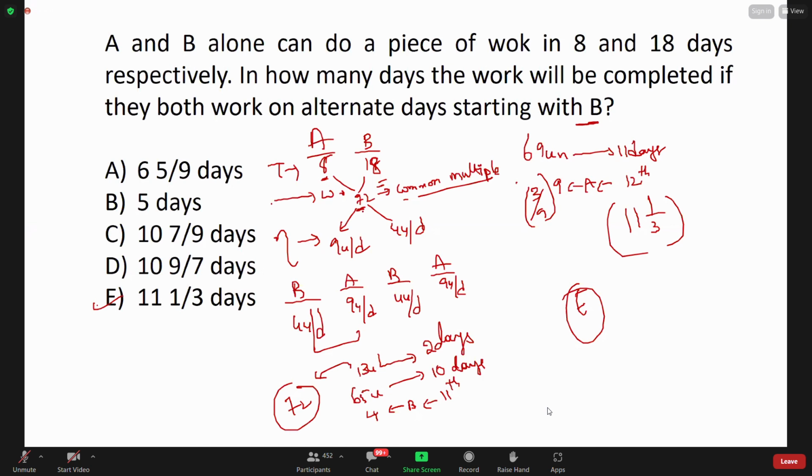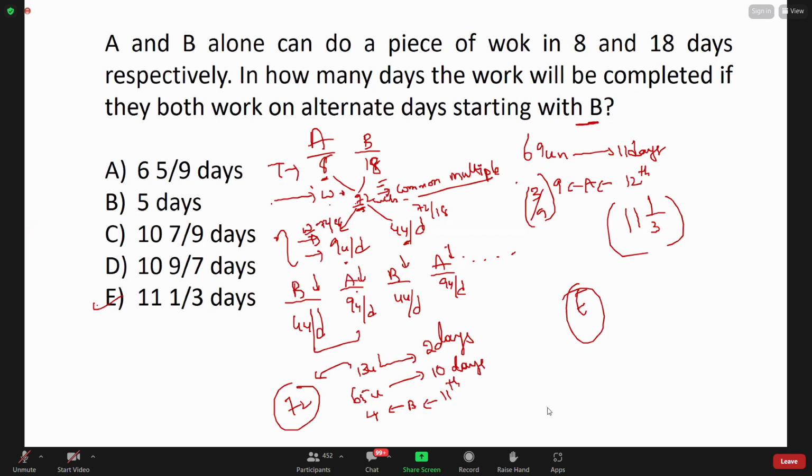So now work is 72 units, and efficiency is always equal to work done per time. So it is 72 by 8 here, and 72 by 18 here. So this is 9 units per day, and this is 4 units per day. This is the efficiency of each of them. Now, according to the question, B works on day 1, A works on day 2, B works on day 3, A works on day 4, and so on. This is the pattern they work in.